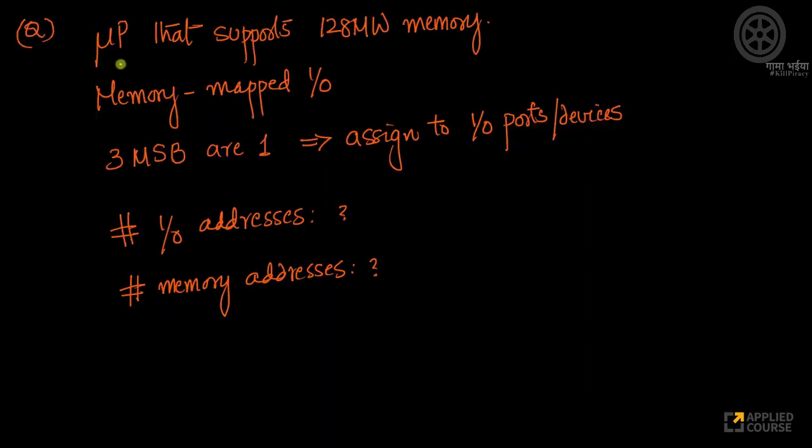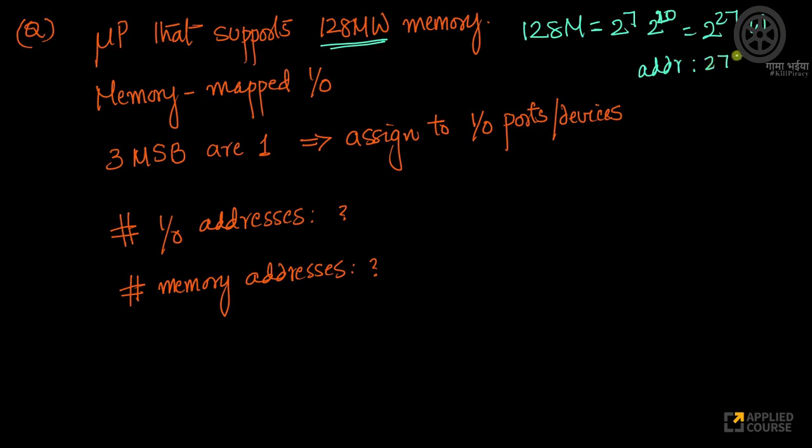Let's solve a simple problem now. Imagine I have a microprocessor that supports 128 mega words of memory. What is 128 mega? 128 is 2 power 7. What is mega? 2 power 20. So 2 power 27 words of memory, which means the address is 27 bits. Okay, first data point.